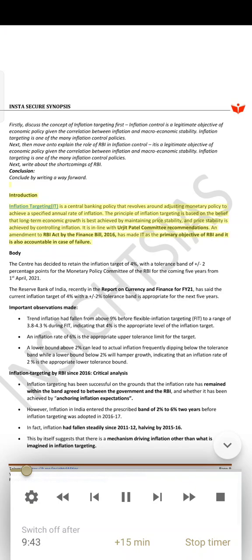It is in line with Urjit Patel Committee recommendations. An amendment to RBI Act by the Finance Bill, 2016, has made IT the primary objective of RBI and it is also accountable in case of failure.